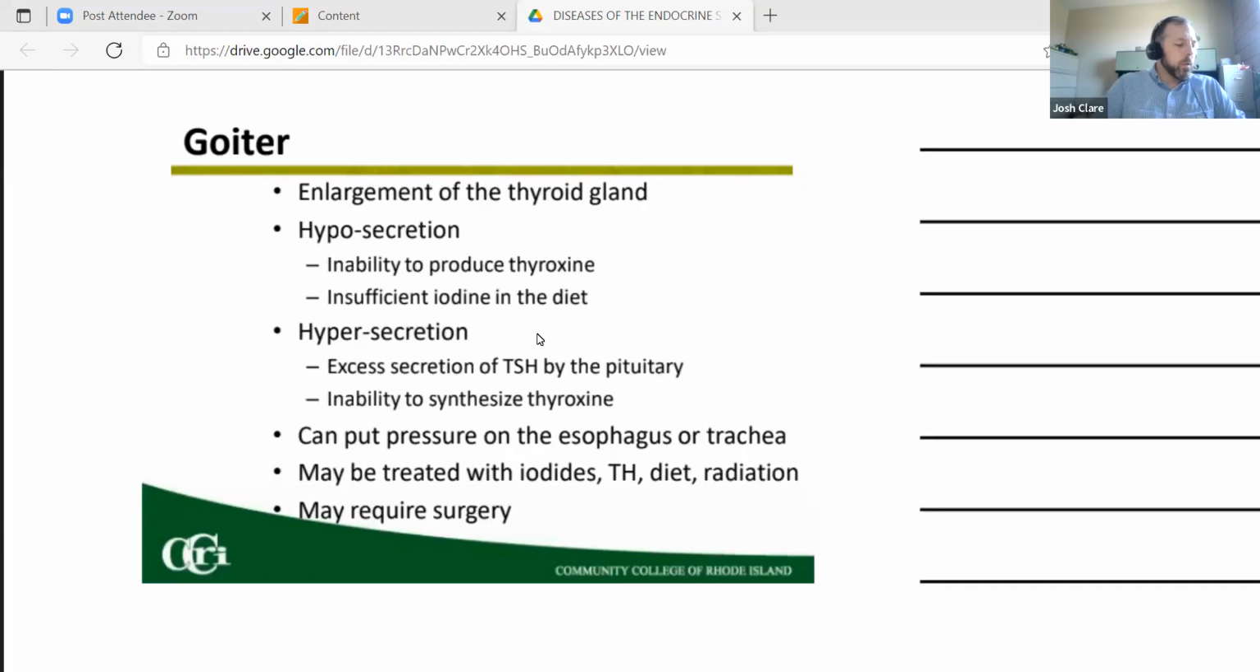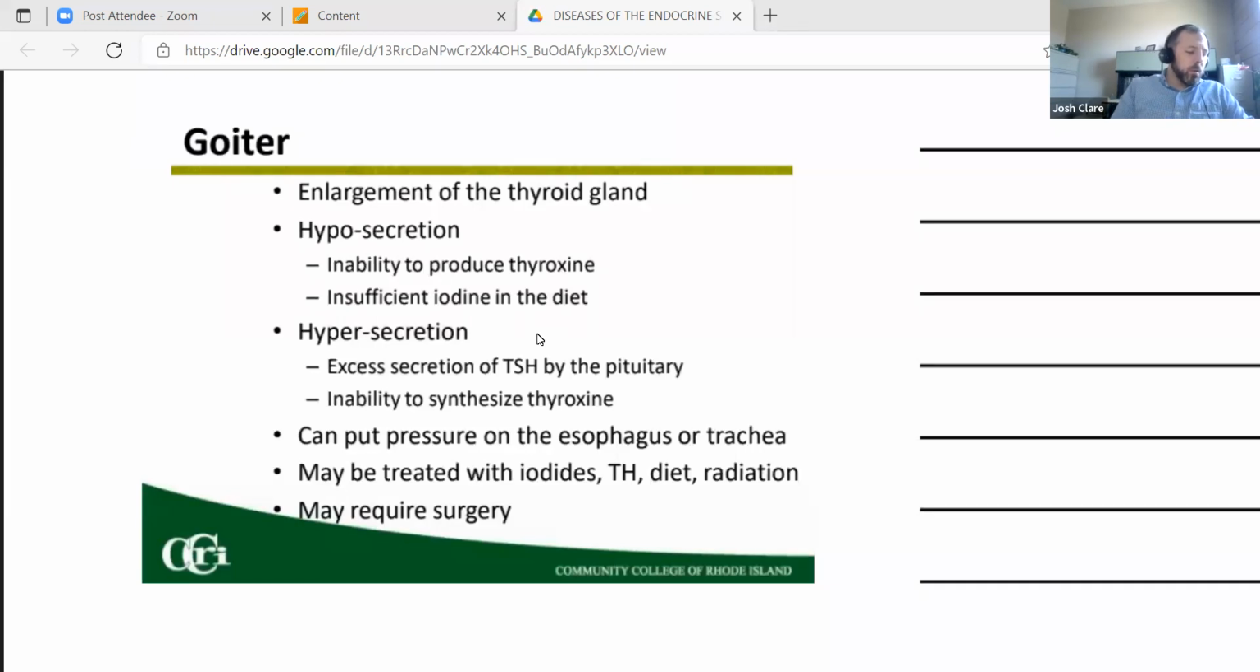Hyposecretion of the thyroid is caused by inability to produce thyroxine or insufficient iodine in the diet. This can result from eating foods that decrease thyroid hormone production, such as soy, peanuts, peaches. I didn't know peaches. Spinach, turnip, cabbage, Brussels sprouts, and seaweed. Mm-hmm. Immunosuppressant medication and lithium can also affect thyroid function.